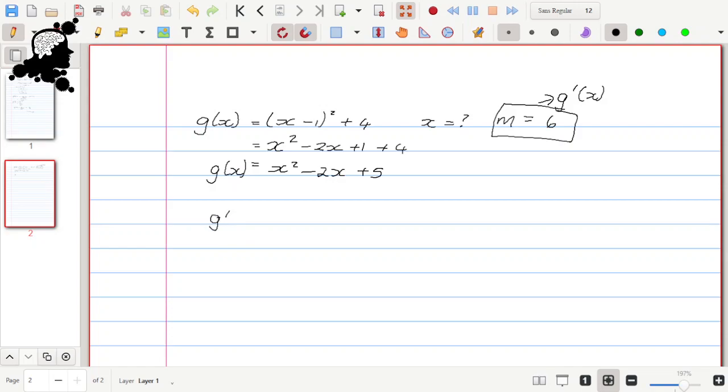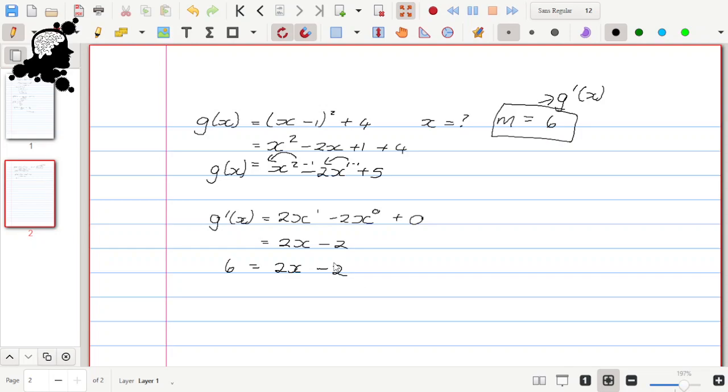Now, the derivative of g of x is going to be multiply exponent by coefficient. This is 2x. Subtract 1 from exponent. This is 1. Multiply exponent by coefficient. This is going to be minus 2x. Subtract 1 from exponent. This is 0. Derivative of 5, which is a constant, we said that is 0. So when we simplify this, we get 2x minus 2. We can substitute our gradient into the first derivative. So 6 is equals to 2x minus 2.